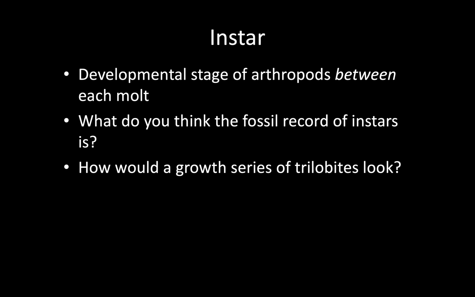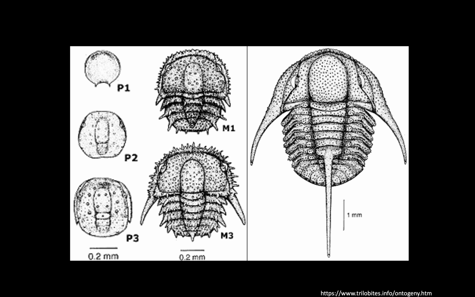So what do you think a trilobite growth series would look like then, if we have instars that aren't fossilized? If we took a look at a graph of trilobite growth from smaller to larger, do you think it would be a continuous graph, or do you think there would be jumps in it when we have those instar stages? Think about that question.